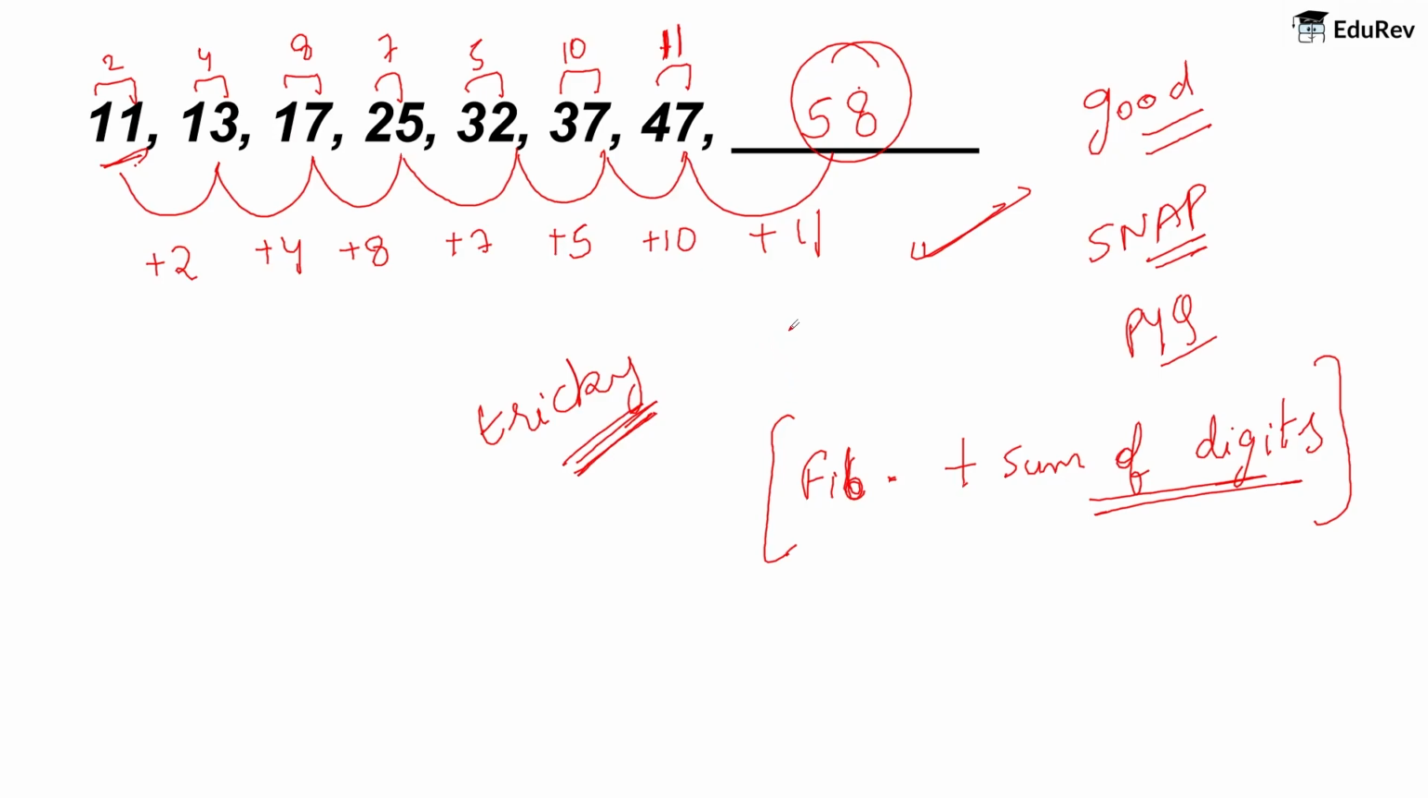See, dear students, now I have told you about the basic types of series that can appear in front of you. They can be addition, subtraction, multiplication, division, Fibonacci, and then Fibonacci plus sum of digits or only sum of digits.